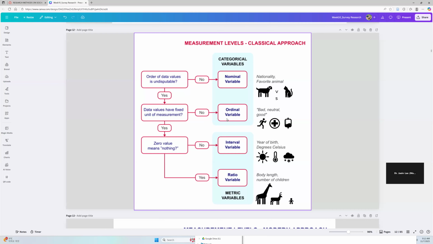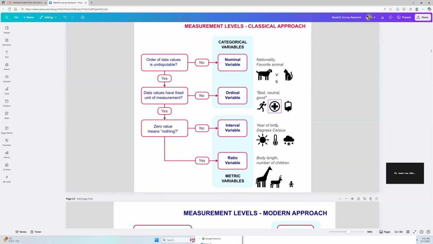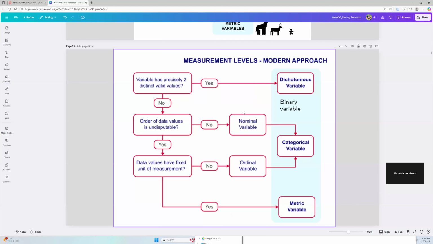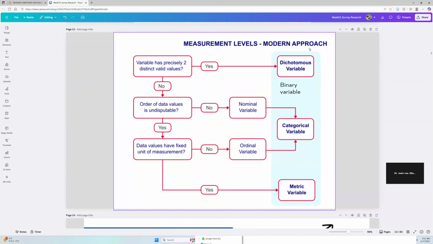But we are not sure. We cannot quantify whether that is 2 times or 3 times more agreement. So that will be an ordinal variable. So that will be bad, neutral, good, and some of the Likert variables in many of the survey questions. Zero means nothing or something, but we are not classifying that. So that would be the very modern type of approach.